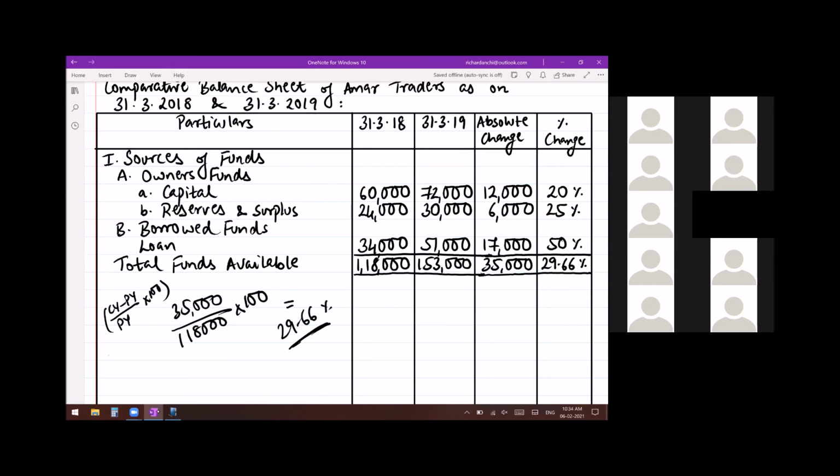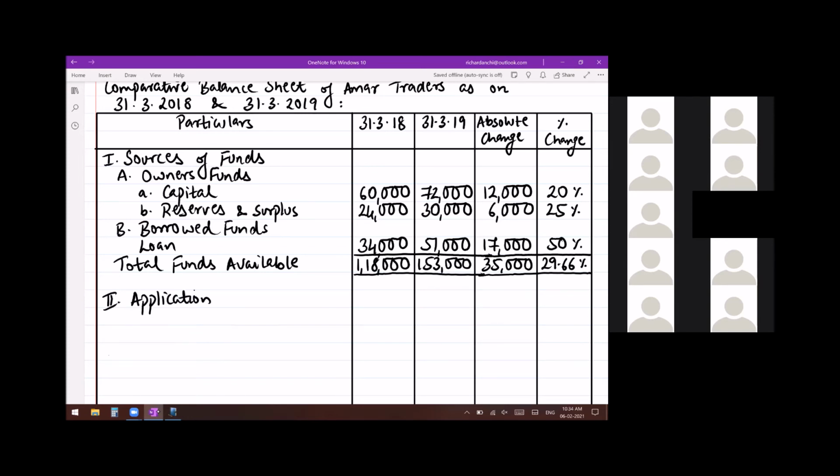Now, sources of funds is over. Remember, one item was left over there, creditors. Creditors is a current liability, which will come below current assets on the asset side. So we have left that. We're going to take it later. Now start with your asset side, which is application of funds. Write down Roman number 2 there. Application of funds.